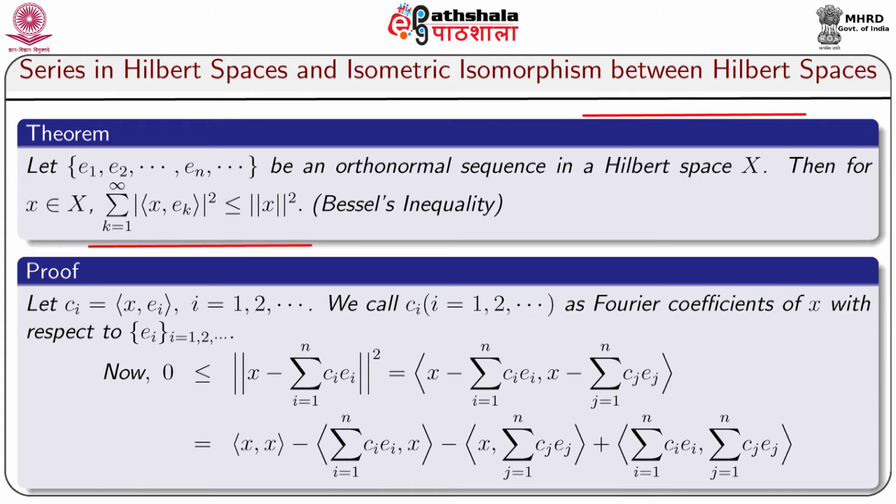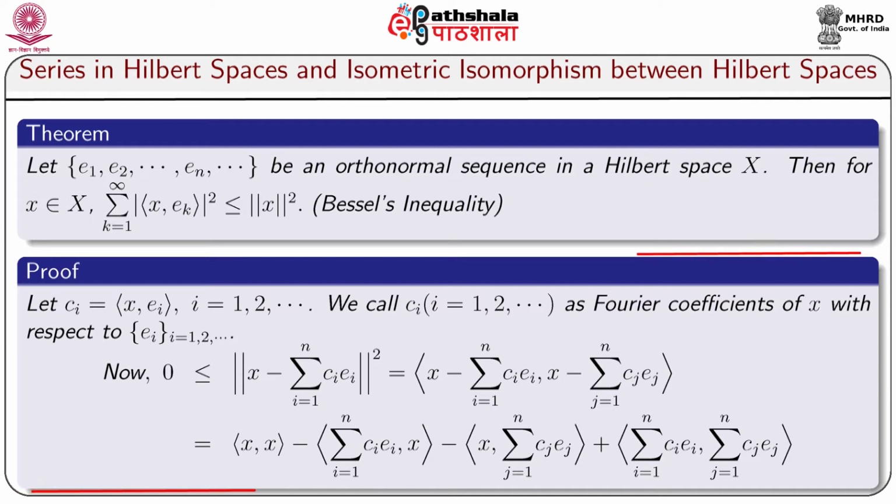Now, let us take another theorem. Let e_1, e_2, dot dot dot e_n be an orthonormal sequence in a Hilbert space X. Then for x belonging to X, sigma k equal to 1 to infinity modulus of inner product x comma e_k squared is less than or equal to norm x squared. This inequality is known as Bessel's inequality. Now, the proof goes below.